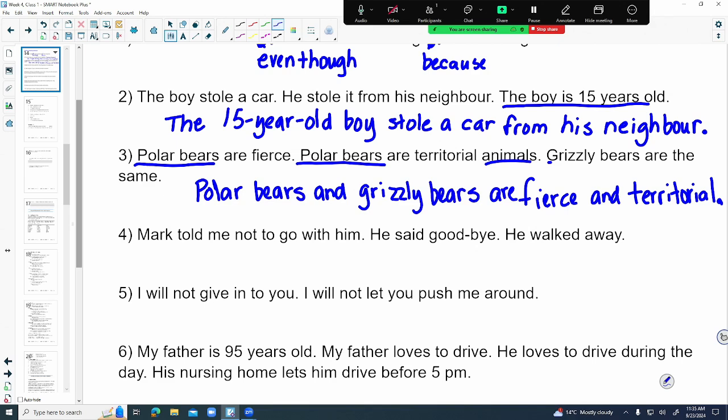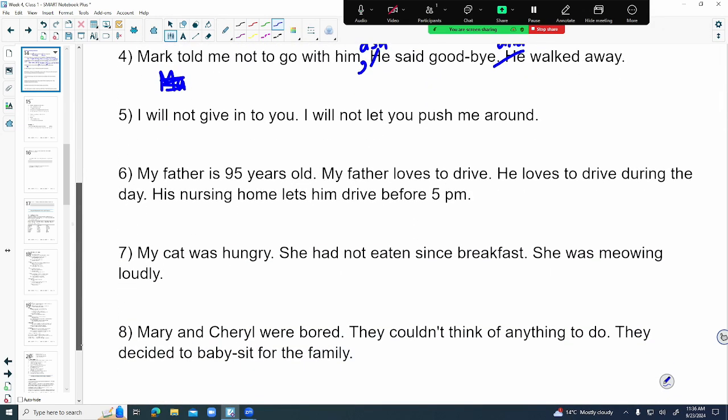Okay, number 4. Mark told me not to go with him. He said goodbye. He walked away. Okay. So Mark told me not to go with him, comma, as he said goodbye and walked away. Okay, so getting rid of the he's, repetitive. Mark told me not to go with him as he said goodbye and walked away. Why is it as he, lowercase h.